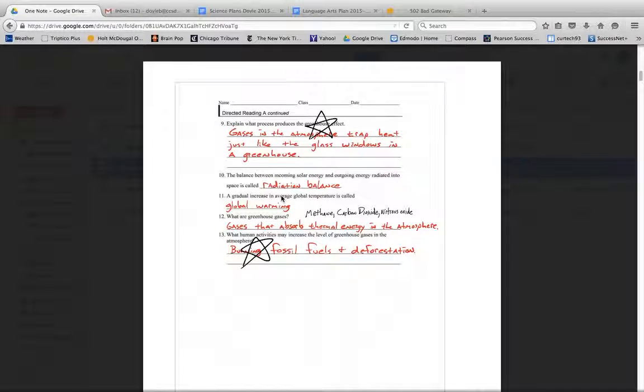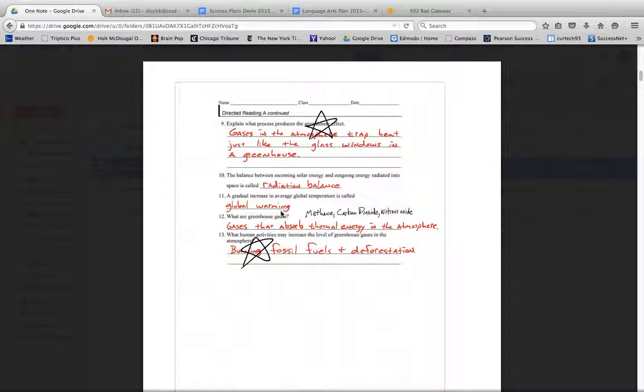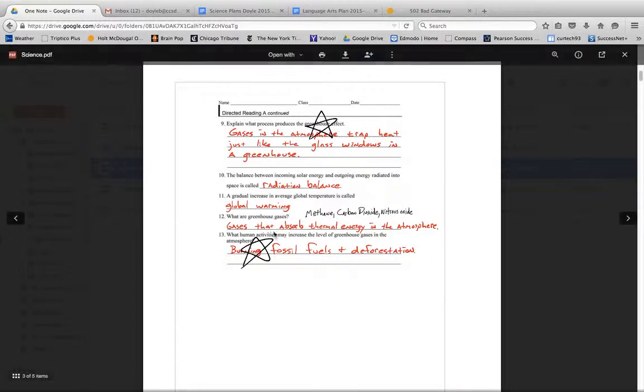Eleven, increase in average global temperatures is global warming. I like the term global climate change better because it doesn't always get warmer. Sometimes it gets rainier or drier. So global climate change is probably a better term. Greenhouse gases, some examples are methane, carbon dioxide, and nitrous oxide, and they are gases that absorb thermal energy in the atmosphere.